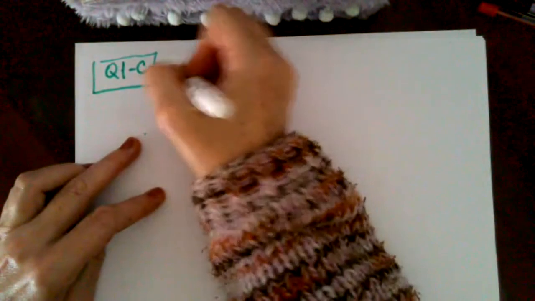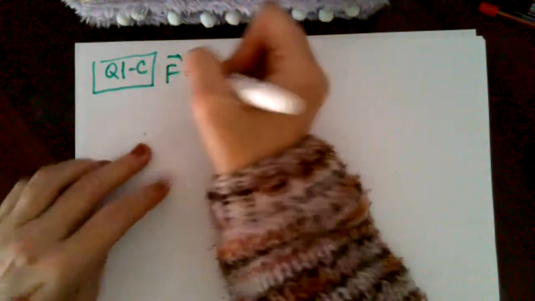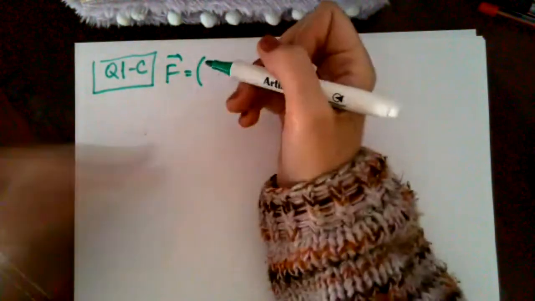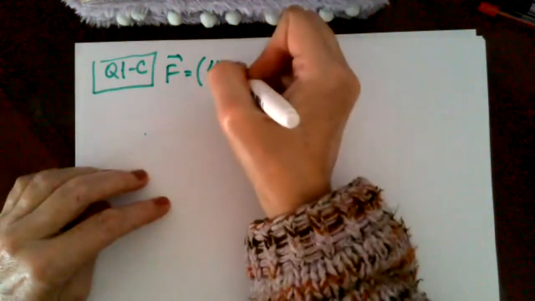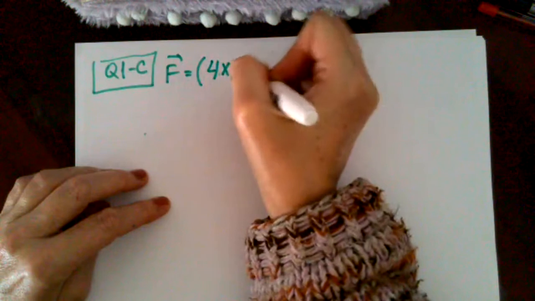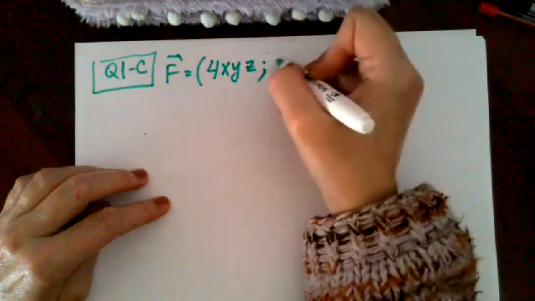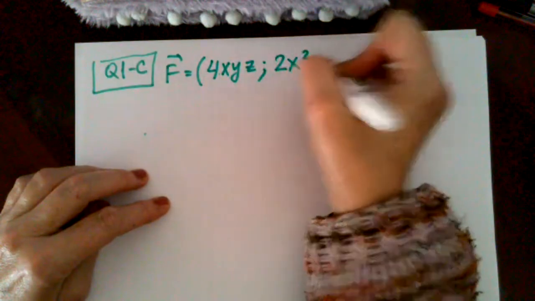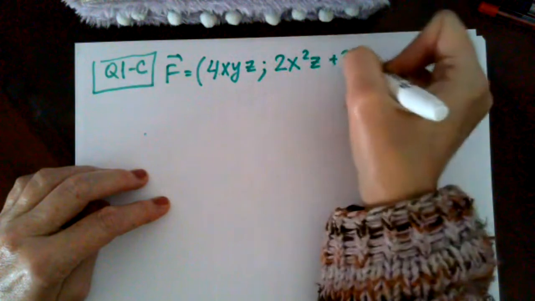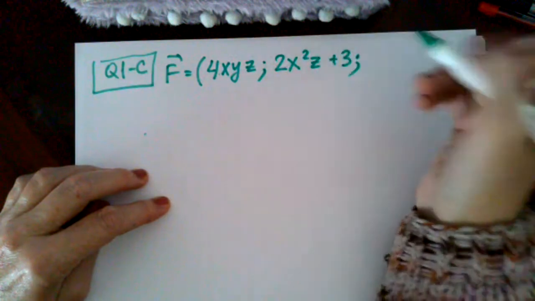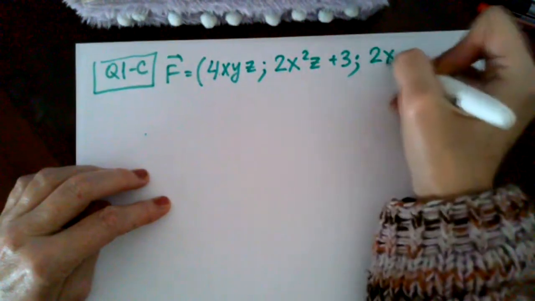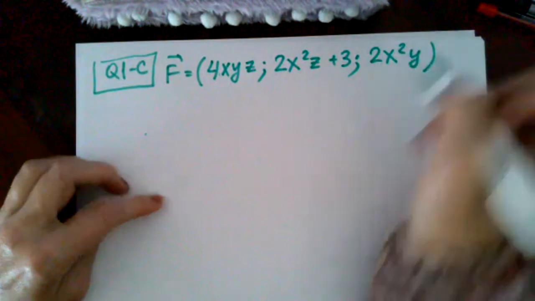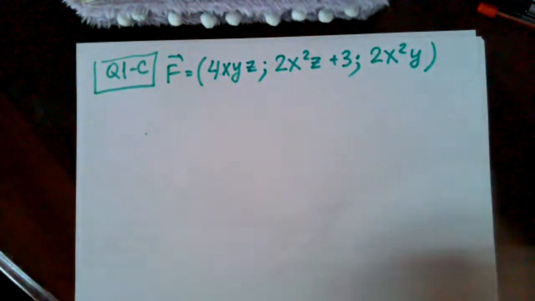Okay, my camera is not very reliable. So in this question, you are given vector field F with 3 components. So this is a 3D vector field. The first component is 4xyz. The second component is 2x squared z plus 3. And the third component is 2x squared times y. So this is our vector field.